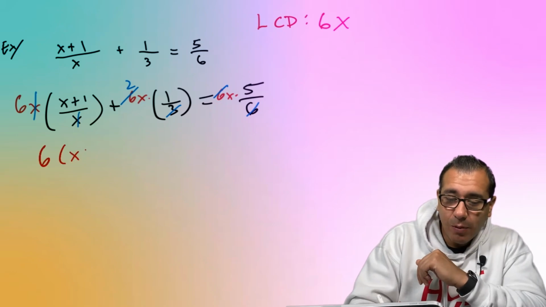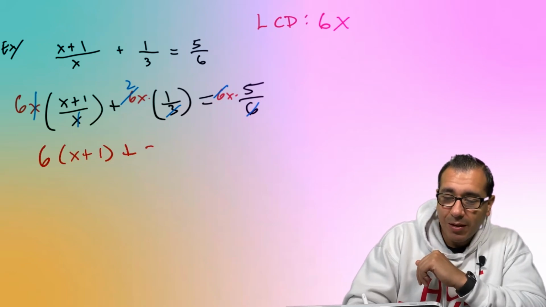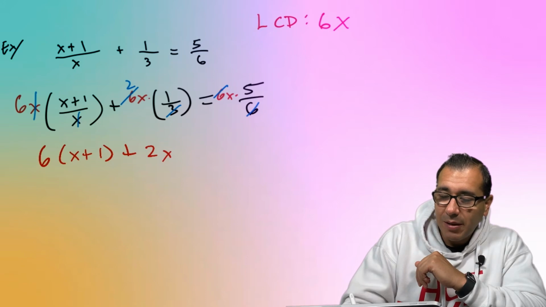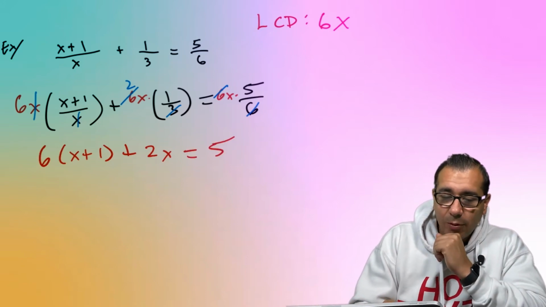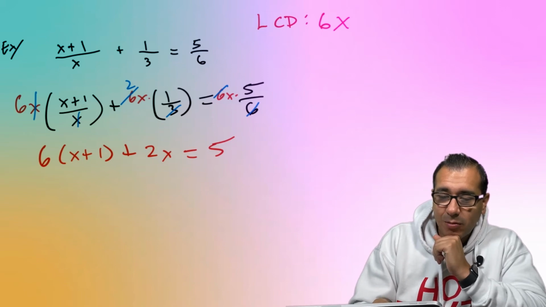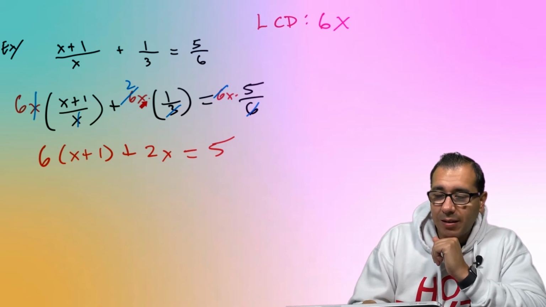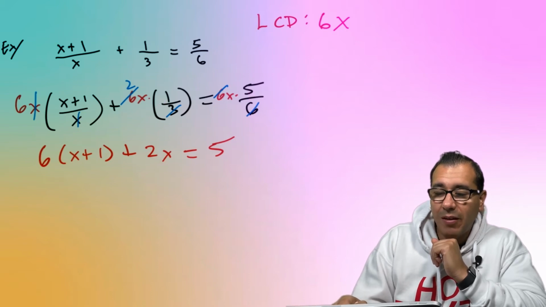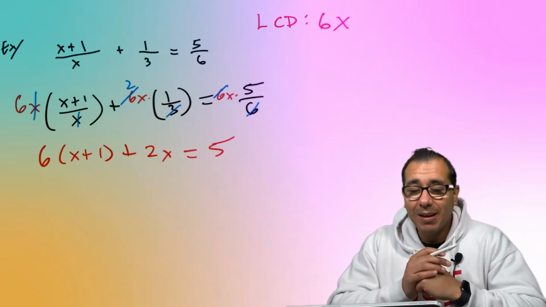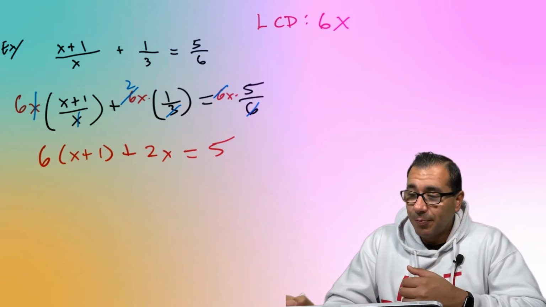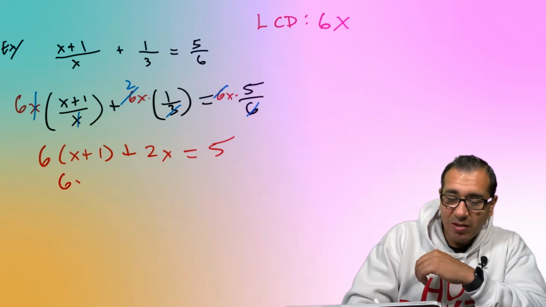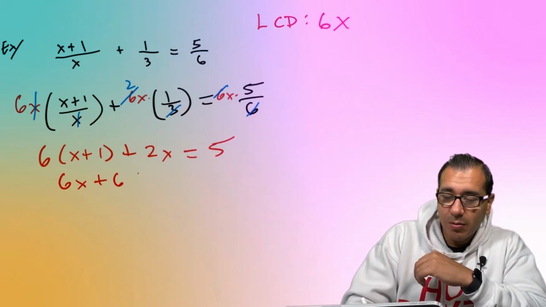All right, so let me copy down what's left. I'm just copying down whatever didn't cancel out. So again, here we were left with 6 times x plus 1. Here we're left with 2x times 1, which is 2x. And then here we're left with the 5. And here I want to get rid of my parentheses. We want to see what kind of equation we have. So let's distribute that 6. Make sure you distribute it to both.